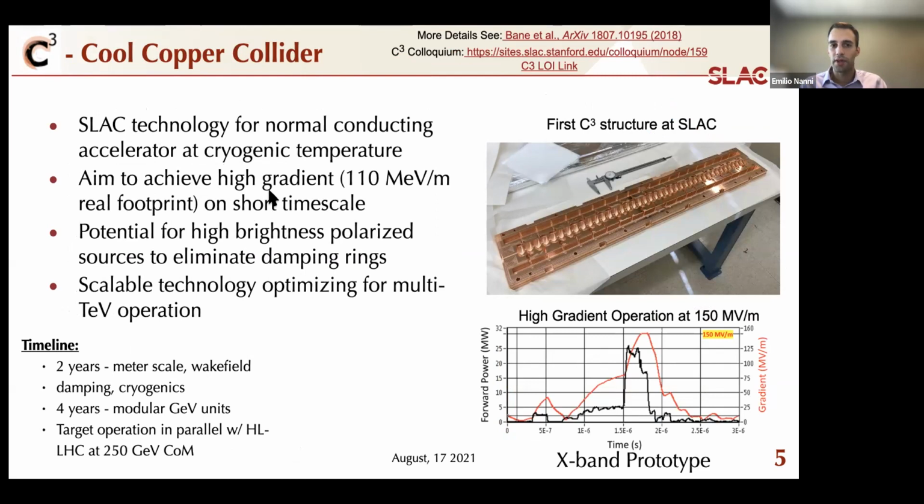One of the key goals for us was to achieve a high real estate gradient. So what we mean by this is that the actual footprint of the machine will have a gradient eventually on the order of 110 megavolts per meter.